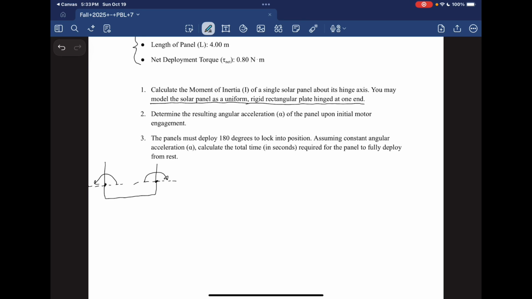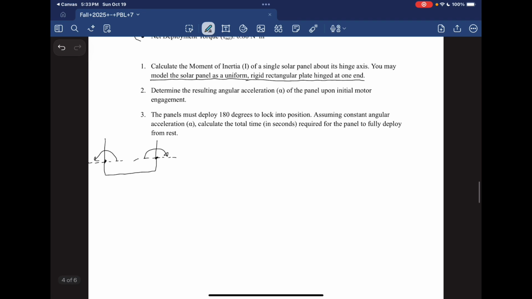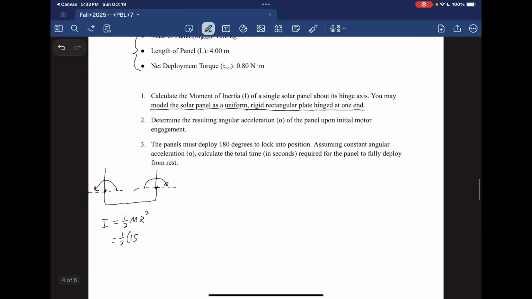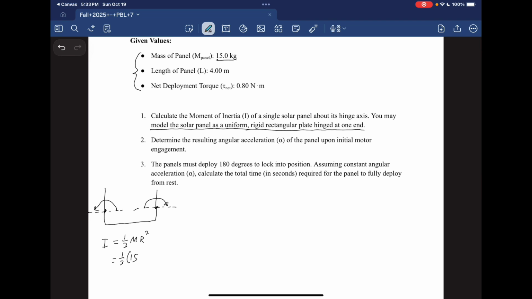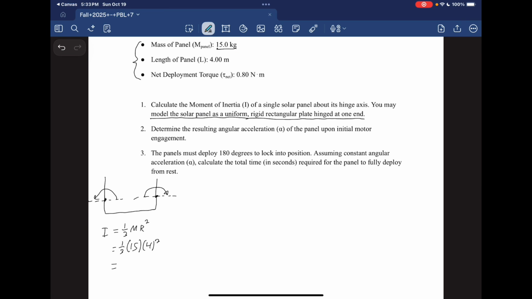Since we know that it is a uniform, rigid, rectangular plate hinged at one end, you can look up either in your textbook or online the moment of inertia of an object like this. It is 1/3 the mass of the object times the length of the object squared. So in this case, this is 1/3 times 15 kilograms, located here, times 4 squared. And if you calculate this out, this is equal to 80 kilogram meters squared.